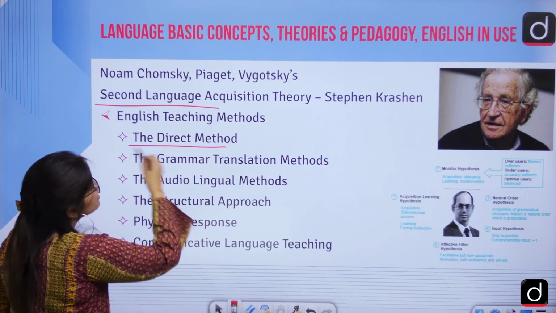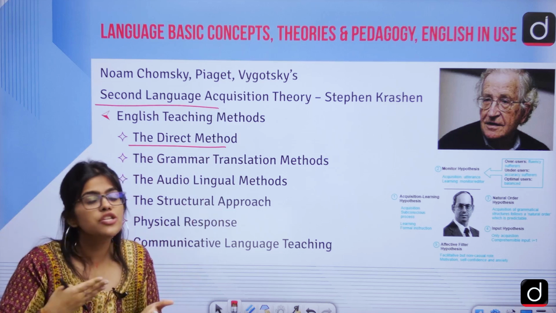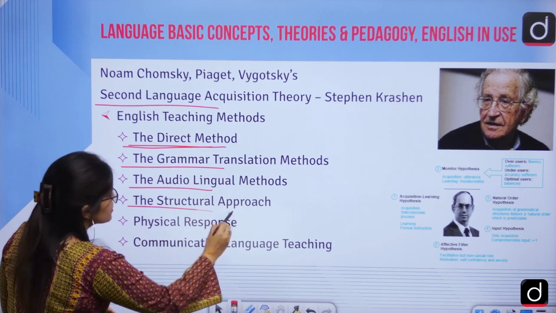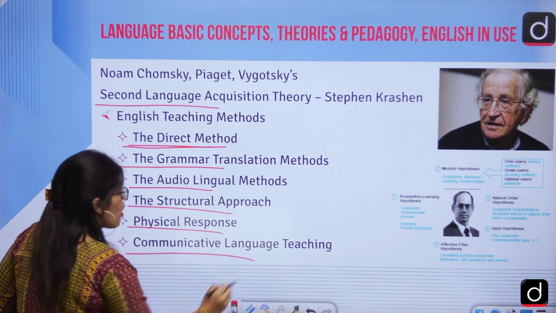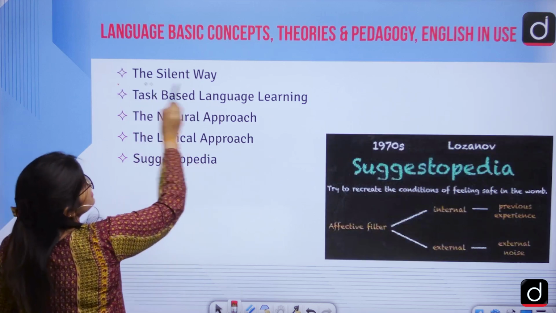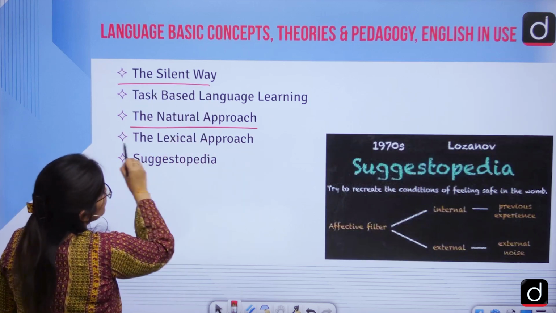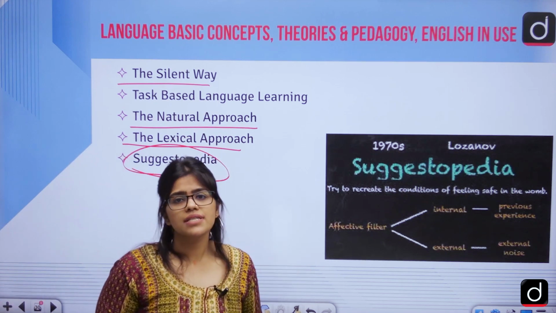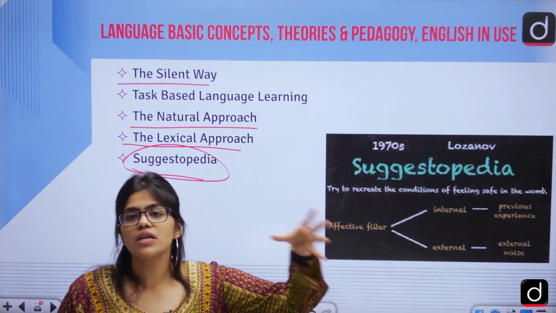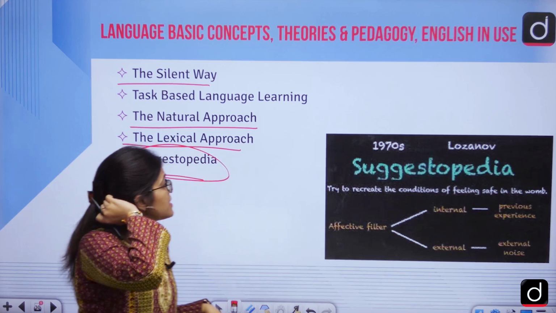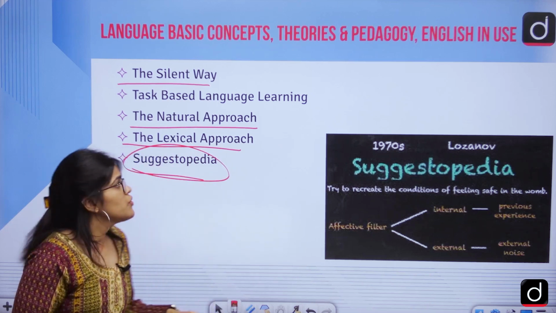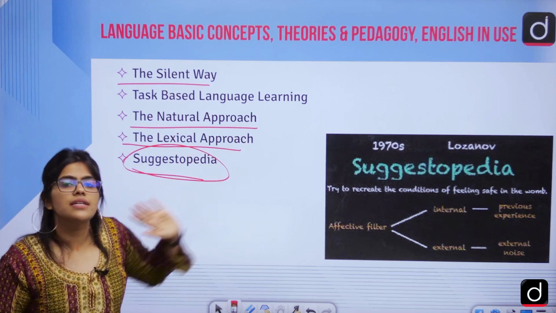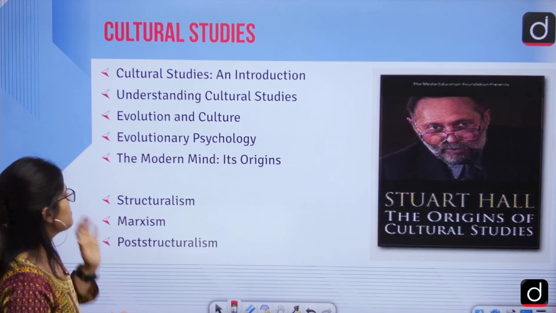Then we'll be studying the different teaching methods, how English is being taught. We'll study the direct method, the grammar translation method, audiolingual, structural, total physical response, and communicative teaching. Then we'll study the silent way, the natural approach, the lexical approach, and suggestopedia. We'll also study Creole, Pidgin, registers, and all of these things that also come under your linguistics section, right? So all of these things are very important and very easy. There are also a few writers who have written about these methods, and sometimes the writer is also asked. So we can easily manage all of these things.